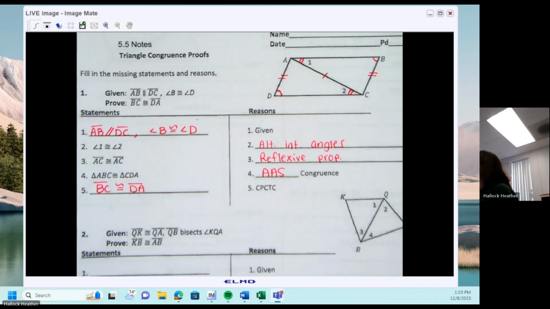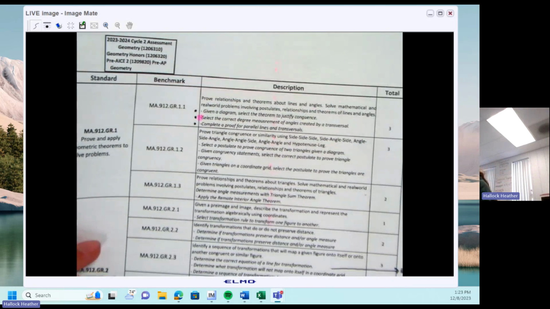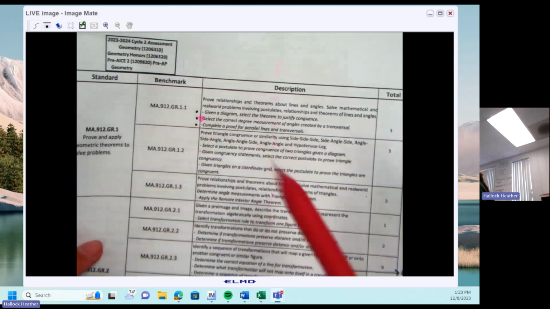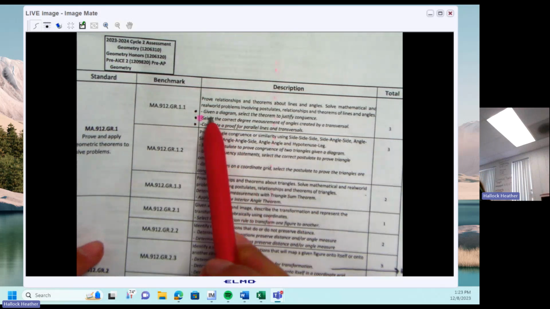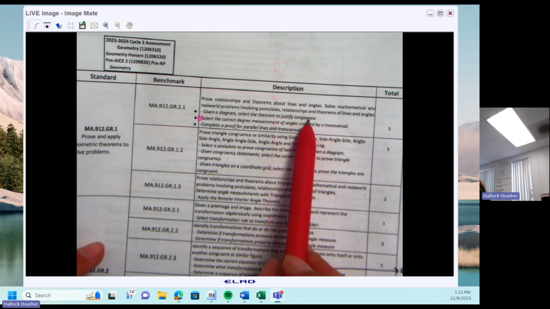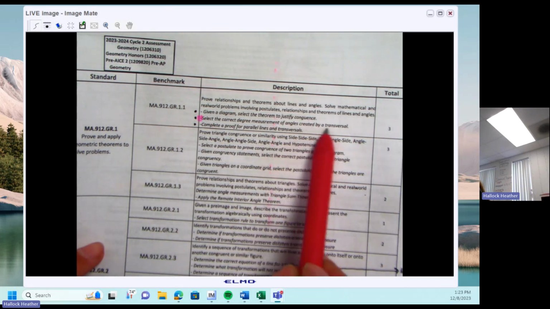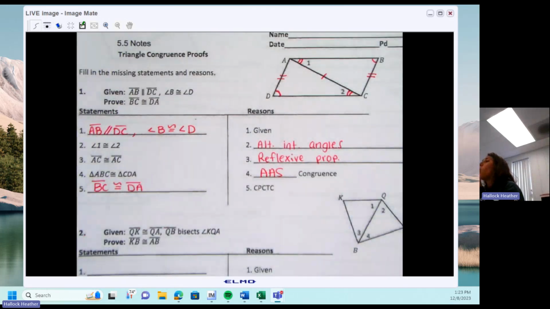What's up? There is, I can tell you exactly how many proofs are on there. Let's see. They give me this like cute little document like this. And then it literally says like, this isn't the problems. It's literally just like, given a diagram, select the theorem to justify congruence. Like, what does that even mean? I know what it means. You don't know what it means. Select the correct degree measurement of the angles created by a transversal. But basically there is one.